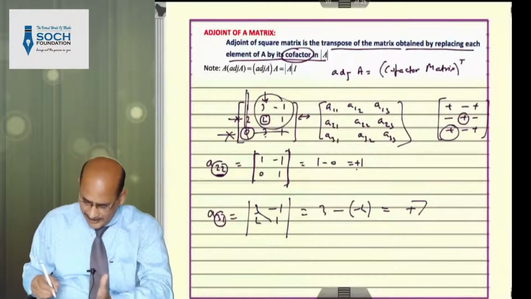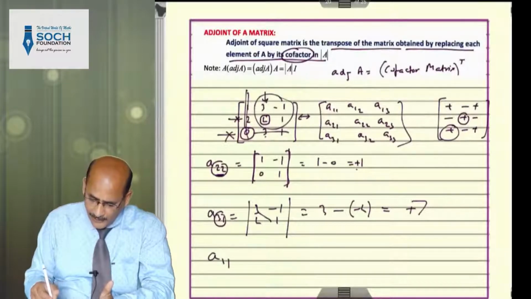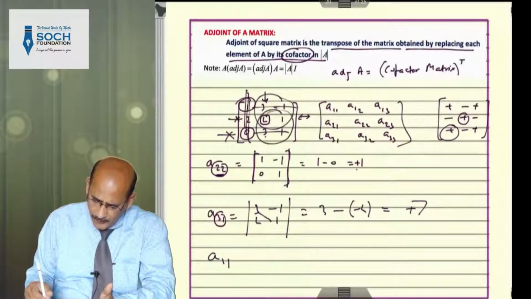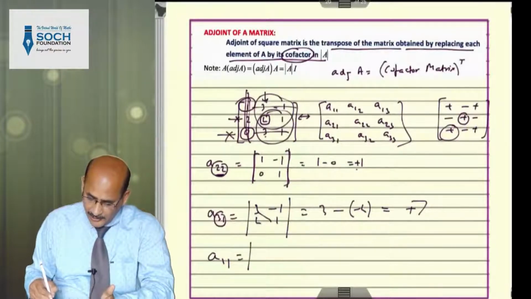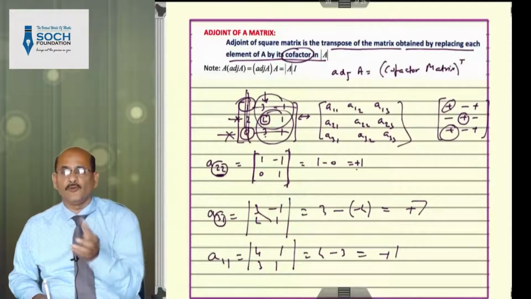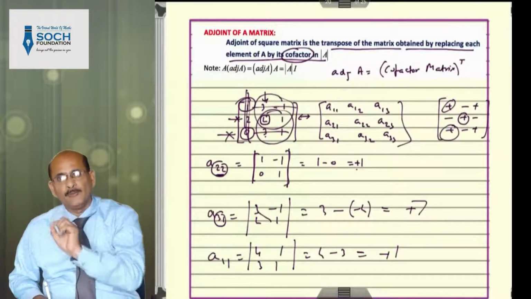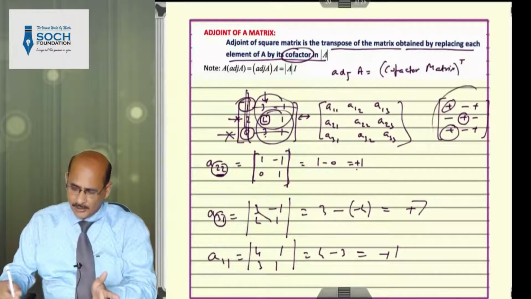Now, let us take one more example, say A11. Leave the first row and the first column. What comes in the minor is 4, 1, 3, 1. So 4 ones are 4 minus 3, the answer is 1. Now 1, 1 is positive, so it is positive 1. This is the way you find the cofactor elements, by writing the minor value and putting the plus or minus sign based on the position. Keep that in mind.